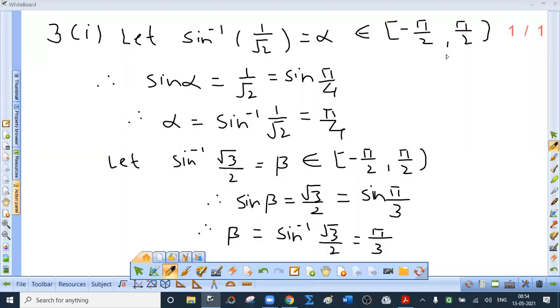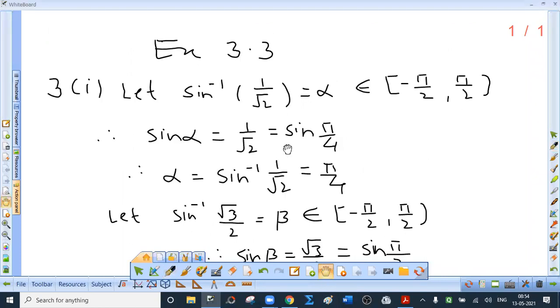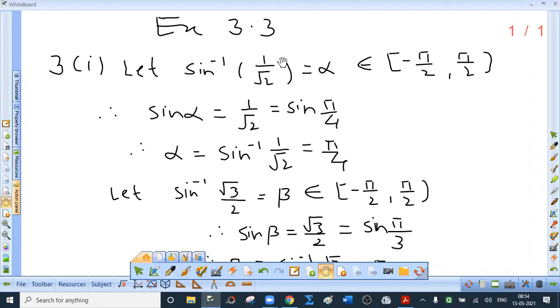Question 3, I think from which exercise? 3.2, right? No, 3.3. Okay, 3.3. So the question goes like, prove that sine inverse 1 by root 2 minus 3 sine inverse root 3 by 2 is equal to minus 3 pi by 4.